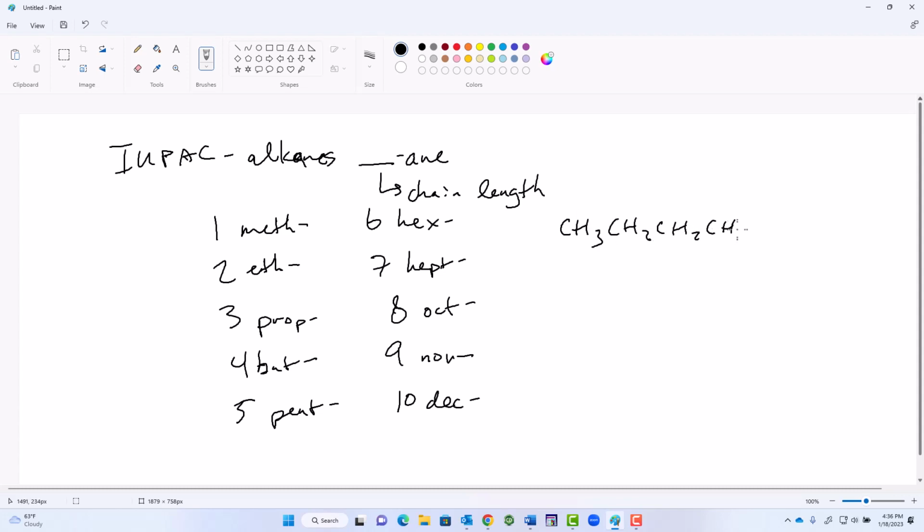CH2, CH3, I would simply count the carbons in this chain. In this case, we have 1, 2, 3, 4. I would look at my prefixes. I see that prefix for 4 is but, and I would name this chain but, and then ane. So we would call this 4-carbon chain butane.